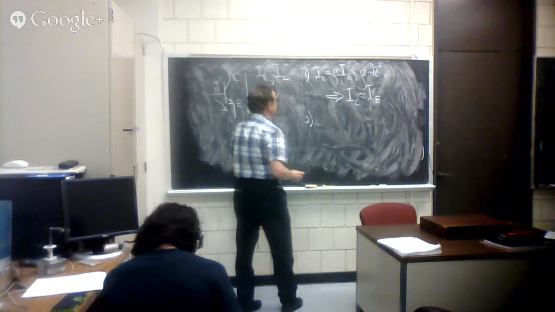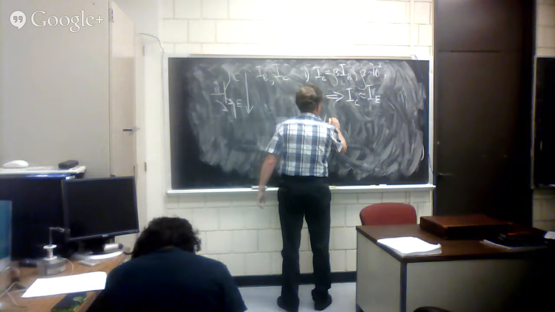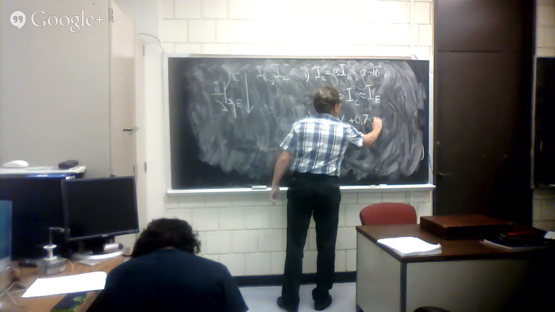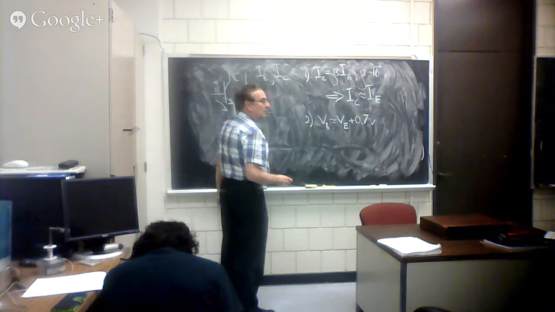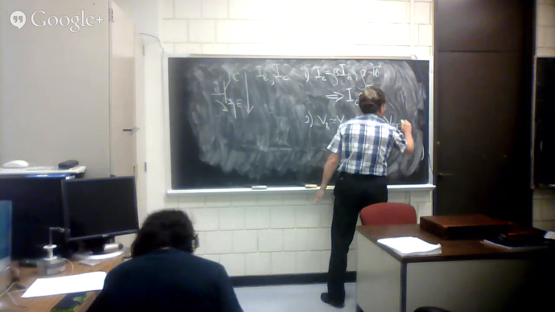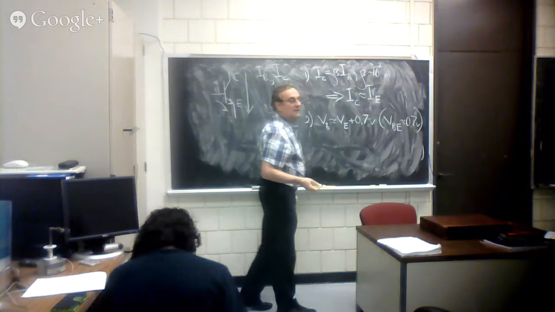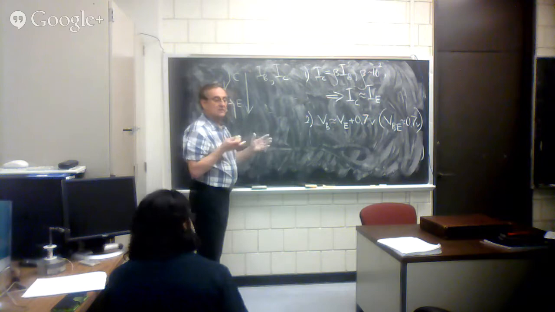Rule number two says this junction between B and E is really a diode, and therefore VB is approximately VE plus 0.7 volts. 0.6 or 0.7. So that's rule number two. Or sometimes we can say VBE is always 0.7 volts. Again, that's the same statement. And the idea behind this rule is that, yes, it could be different, but when it's different, the transistor does not work. So these are rules applied to working transistors.